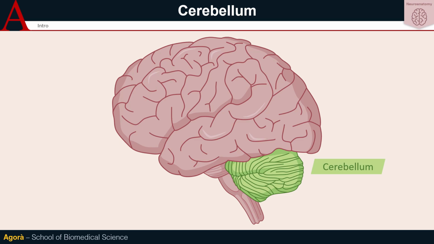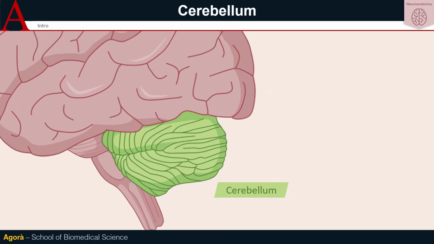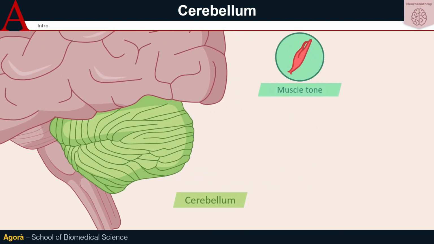The cerebellum is part of the central nervous system and is the second largest portion of the brain after the prosencephalon or forebrain, hence the name cerebellum, Latin for little brain. It performs different functions. Controls muscle tone and consequently posture through connections with the spinal cord and the vestibular system. The latter is found inside the inner ear and is responsible for balance.